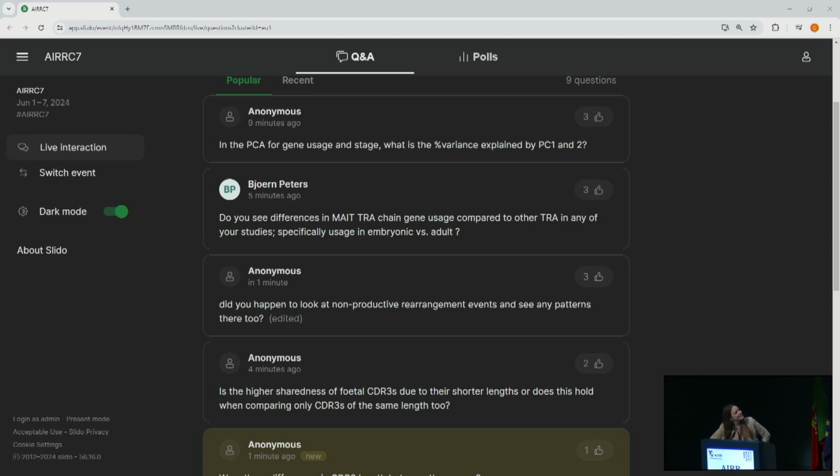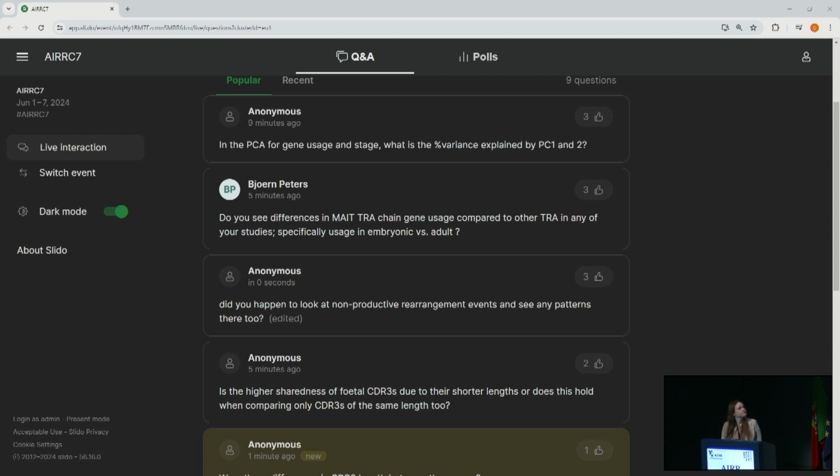In the PCA for gene usage and stage, what is the percentage of variance explained by PC1 and 2? I can't remember off the top of my head, but there were quite a lot of principal components, so it wasn't a huge percentage of variance. I think it was something like 40%, but each one was different, so I can't remember exactly.